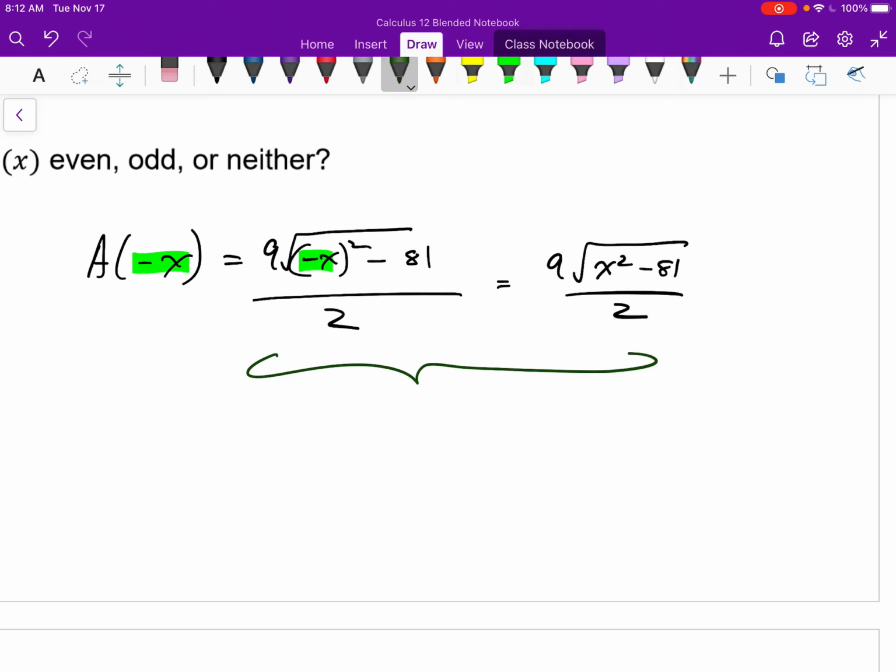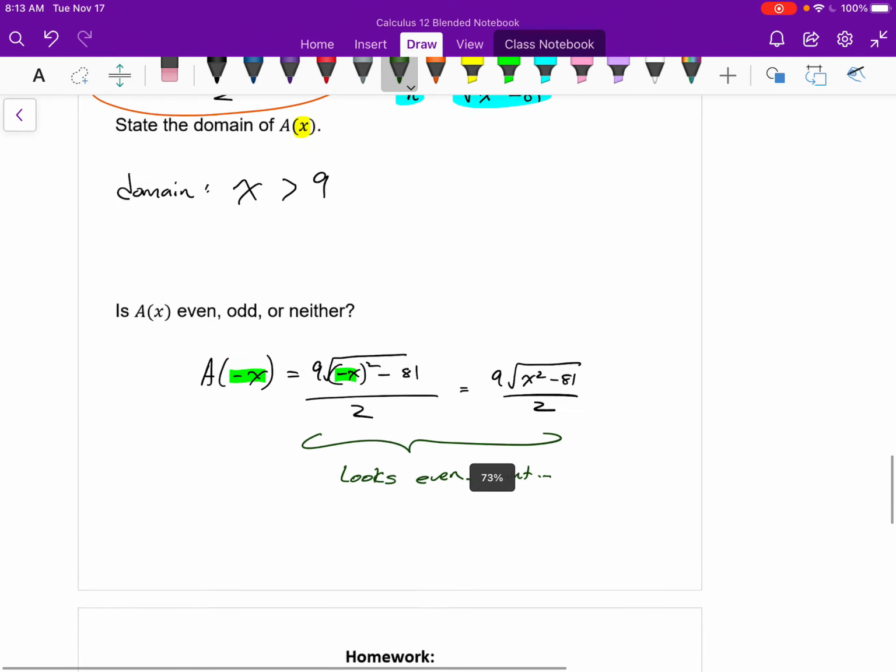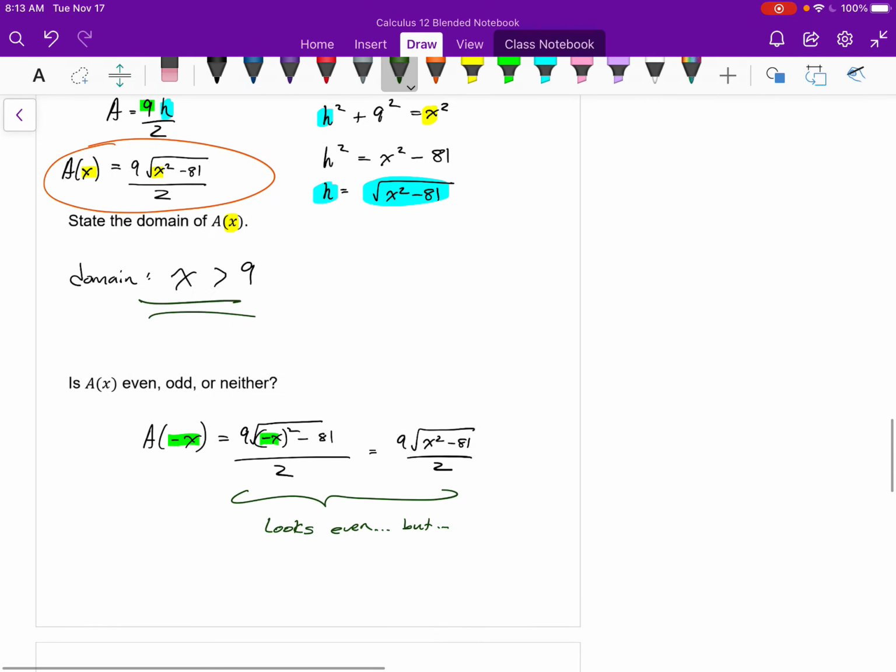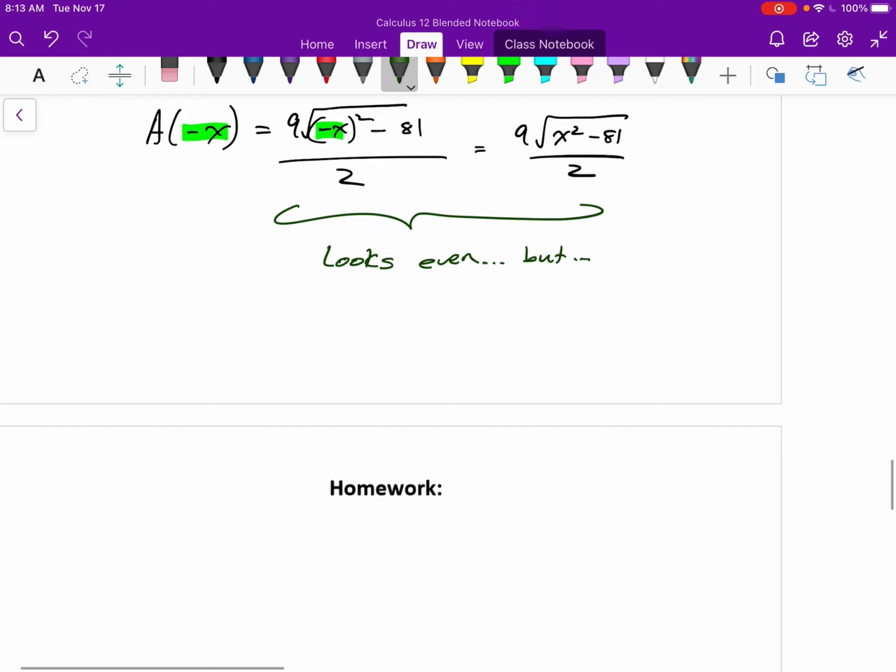And I'll even write this down. It looks even, but it's not. Why not? Because of the domain. This function only exists when x is greater than 9. And I've already mentioned from before, if we have a function that only exists on one side of the y-axis, in this case where x is greater than 9, it can't be an even function. It can't be an odd function. It has to be neither. So I'll say it looks even, but by inspecting the domain, A of x is neither.